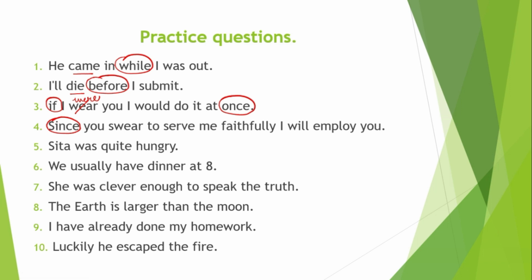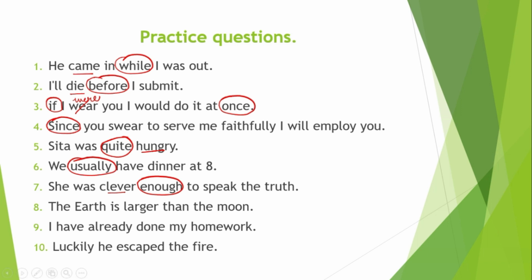Sita was quite hungry. So hungry is the verb. So how hungry was it? Was Sita? She was quite hungry. We usually have dinner at 8. So we have dinner when? So the frequency. We usually have dinner at 8. She was clever enough to speak the truth. So how clever was she? She was clever enough. This is the adverb.